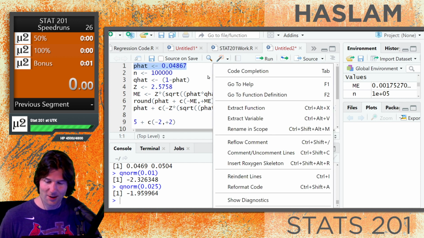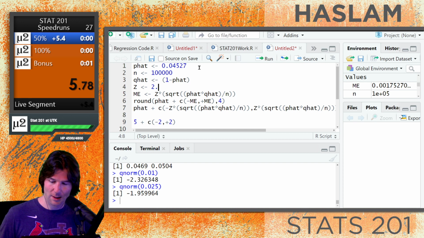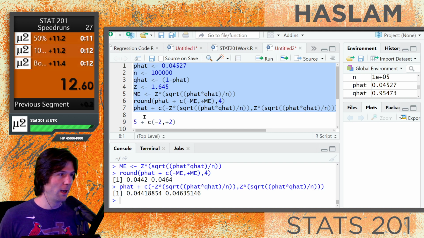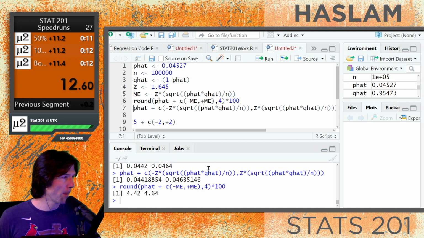Oh, we didn't start it. I can't click it. All right, 4527. Z is 1.645. And then we highlight our code. And there's the solve. It is solved, and this rounds it for me. So it's 4.42, and actually, I could fix this. There we go. 4.42 to 4.64. That should be right. Looks pretty accurate.